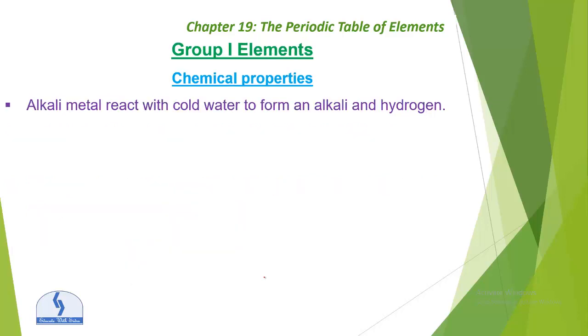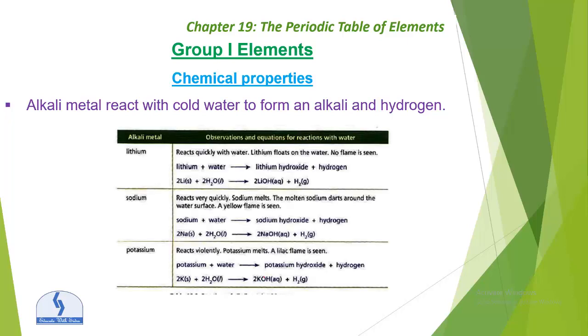Now, alkali metals react with cold water to form an alkali and hydrogen. Look at the table. We are taking the group 1 elements: lithium, sodium, potassium. Lithium reacts quickly with water. Lithium floats on the water. No flame is seen. So this is the equation: lithium reacts with water to become lithium hydroxide and hydrogen gas. Lithium hydroxide is basically an alkali.